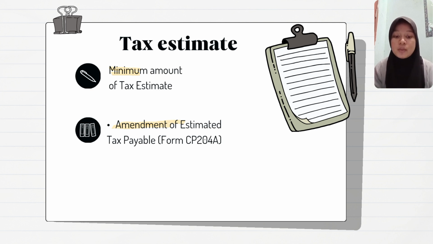Second, amendment of estimate tax payable from CP 204A. Company, cooperative, trust body and LLP are allowed to amend the tax estimate payable by submitting Form CP 204A. Form CP 204A for a year of assessment can be amended in the 6th month, which may be selected starting from the 5th or 6th installment, or the 9th month, which can be selected starting from the 8th or 9th installment, or both, in the basis period for a year of assessment.